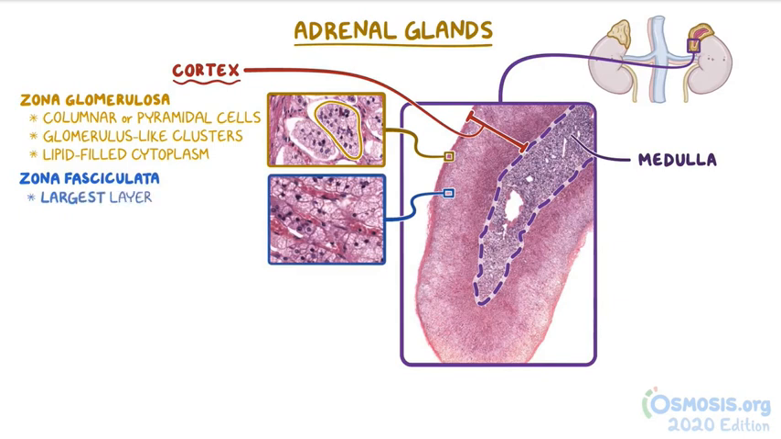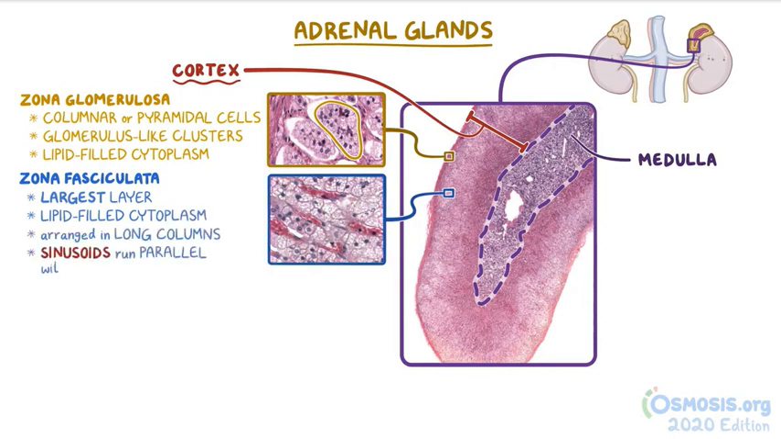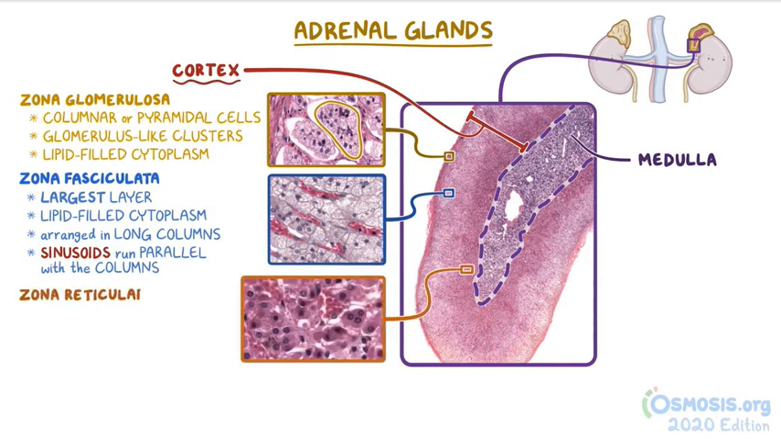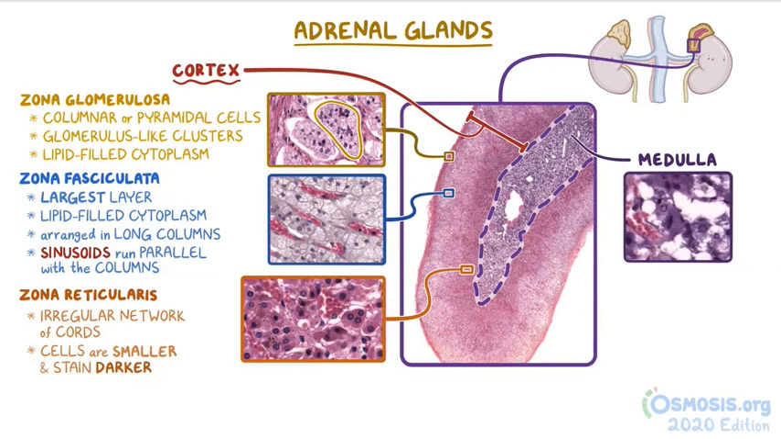The cells in this layer also have a lipid-filled foamy cytoplasm, but the cells are arranged in long columns with sinusoids that run parallel with the columns. The innermost layer of the cortex is the zona reticularis, that consists of an irregular network of cords. In comparison to the zona fasciculata, the cells are smaller and stained darker. Next is the adrenal medulla, which contains chromaffin cells. These cells have granular and basophilic cytoplasm.